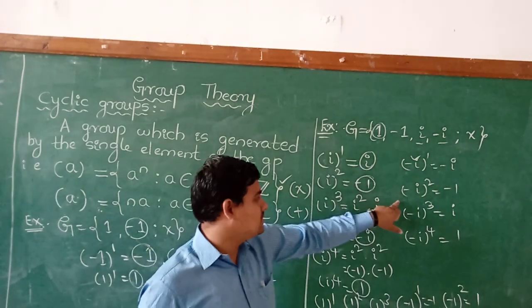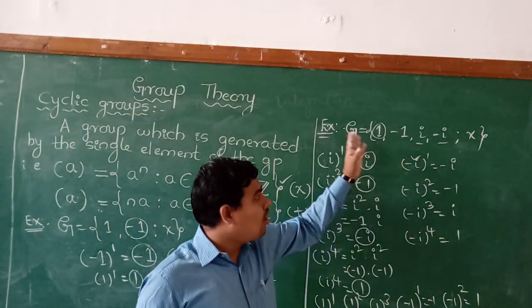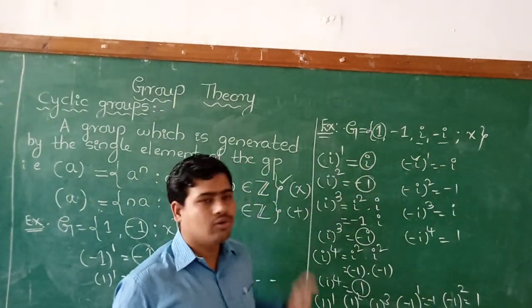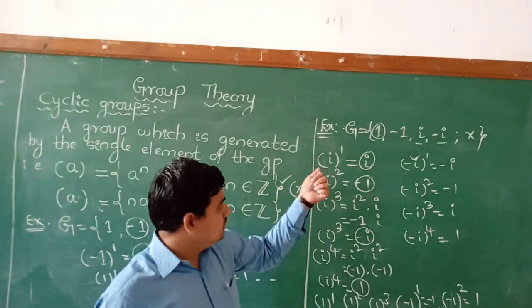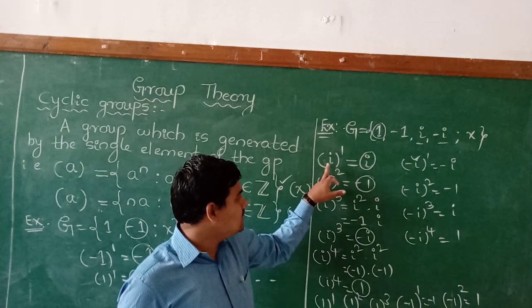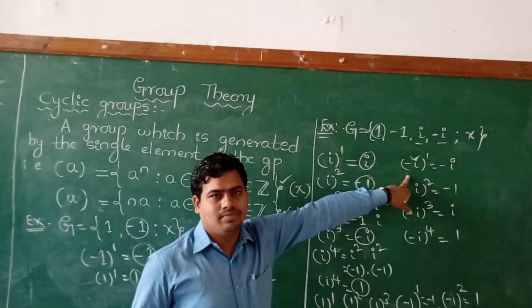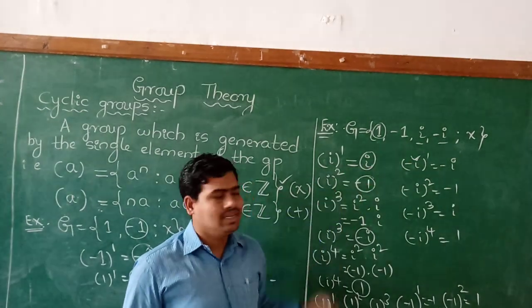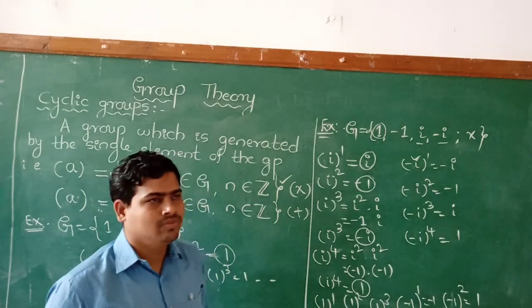But these 2 elements, i and minus i, generate all the 4 elements present in a group G. Therefore, this is a cyclic group having generators i and minus i. This is also an example for cyclic group.